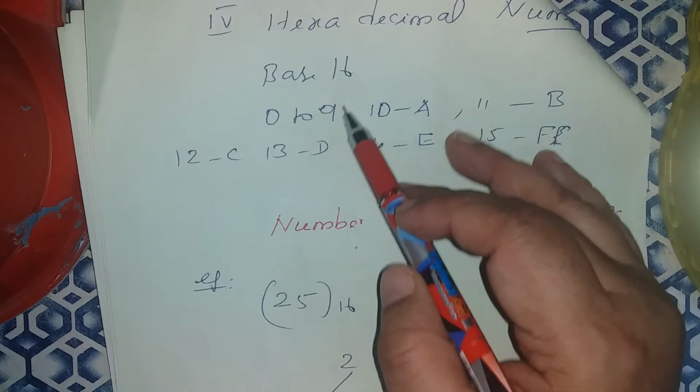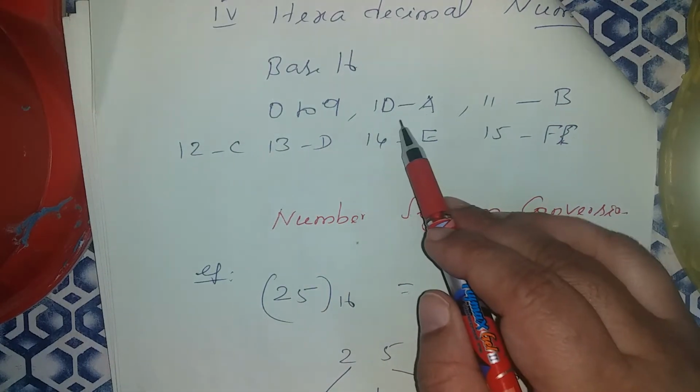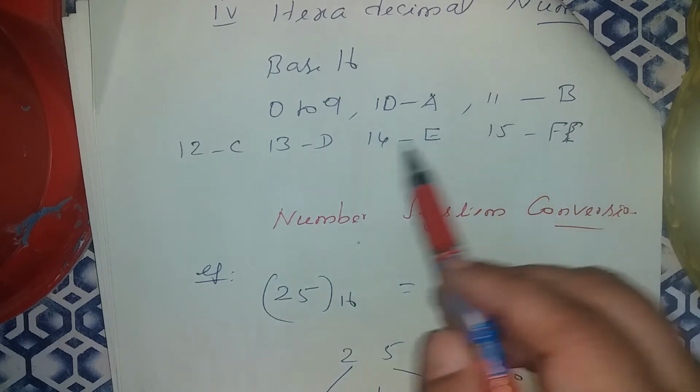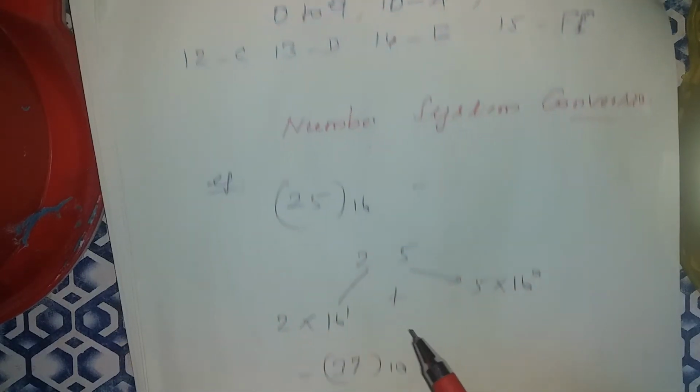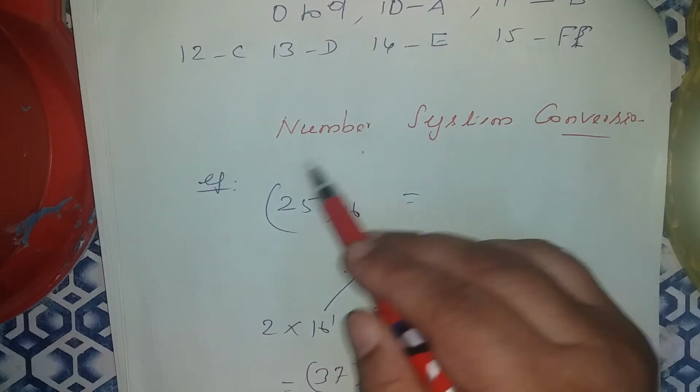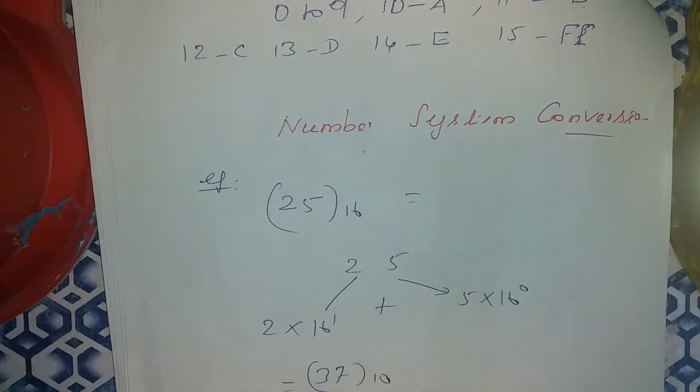Anybody can say what the values are? 0 to 9, then 10 is A, 11 is B, 12 is C, 13 is D, 14 is E, 15 is F. So I got a hexadecimal number. How to convert it into a decimal number?